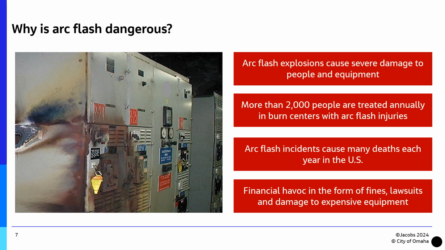And then there is the financial impact in the form of fines, lawsuits, and damages. According to one expert, the average medical expense for an employee who survives an arc flash is $1.5 million. The price of litigation and settlement in arc flash cases is between $5 to $10 million.